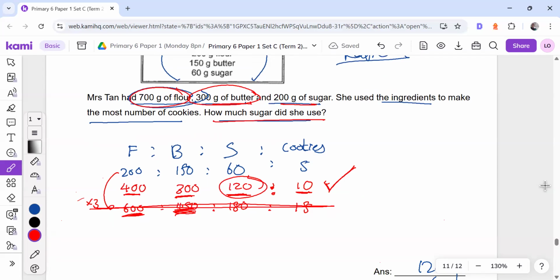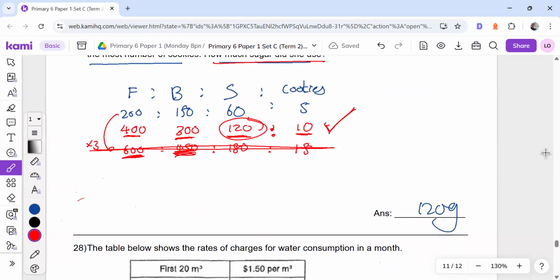Understand? Okay, so the method here is to use ratio. This ratio I don't put in simplest form because I want to know how many groups I can make. So I don't simplify. Once you make it simplest form, then you're in trouble already. Then you cannot get the answer already. Right? Okay, let's go to the next one.